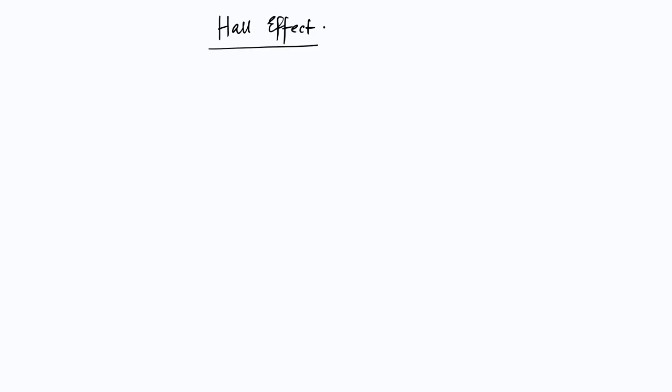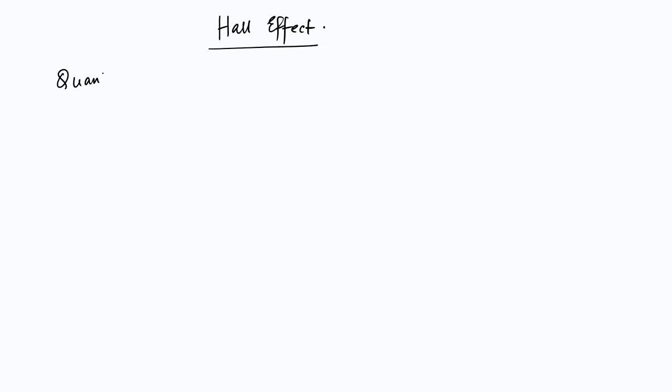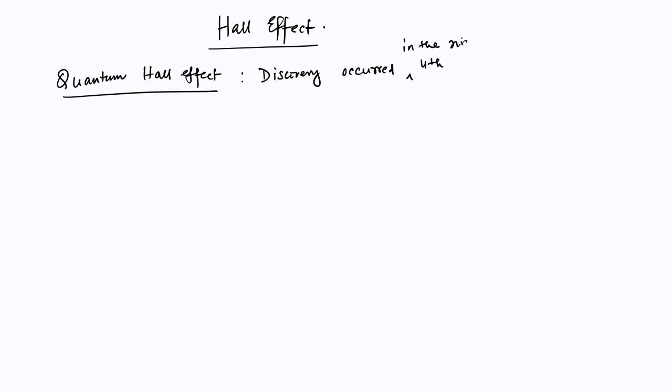Now, let's talk about the discovery of the Hall effect to begin with. And let's start with actually the quantum Hall effect. We'll come to the classical Hall effect that you all are familiar with in just some time. So, this is known very precisely: the discovery of this occurred in the night of 4th and 5th February 1980. And if you want to be precise about this, this happened at about 2 a.m. in the morning.